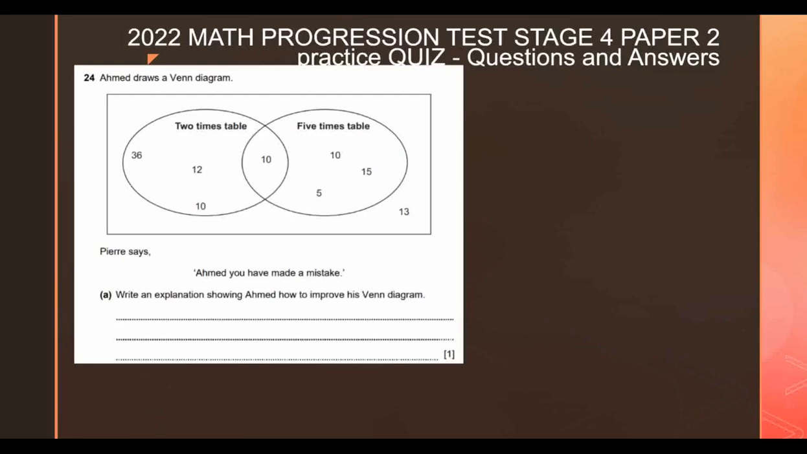Ahmad draws a Venn diagram. Pierre says, Ahmad, you have made a mistake. Question A. Write an explanation showing Ahmad how to improve his Venn diagram.